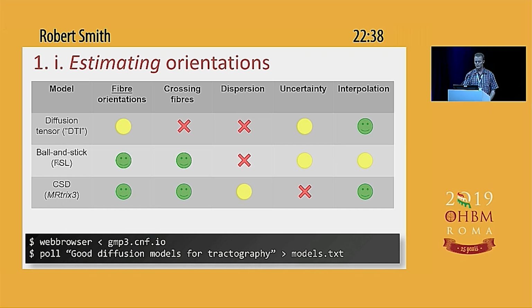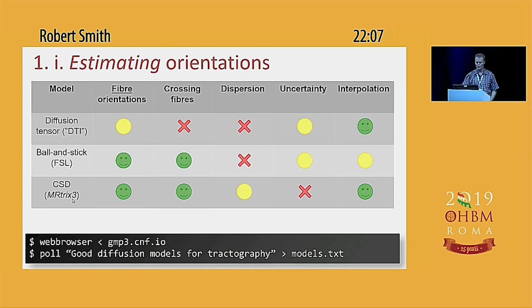Probably the most commonly used software for tractography would be the FSL software. The underlying diffusion model is called ball and stick or ball and sticks. So this does deal with the crossing fibres problem because in each image voxel it can potentially fit multiple what they call sticks, where those sticks refer to the fibre orientations. However, it doesn't model any presence of orientation dispersion within those.